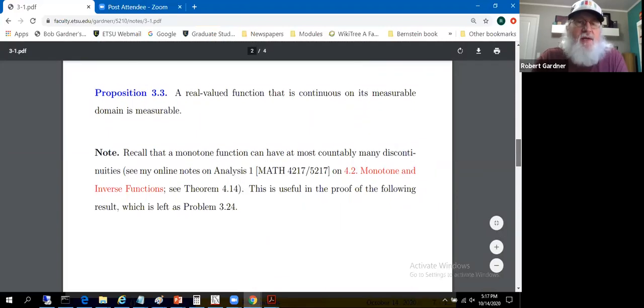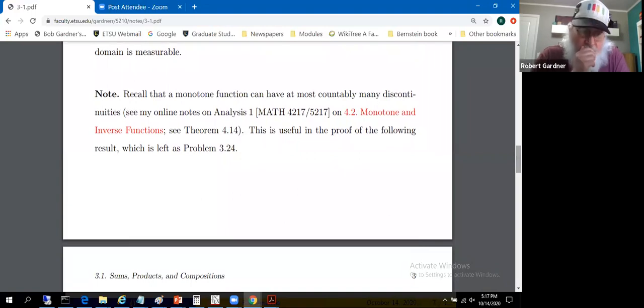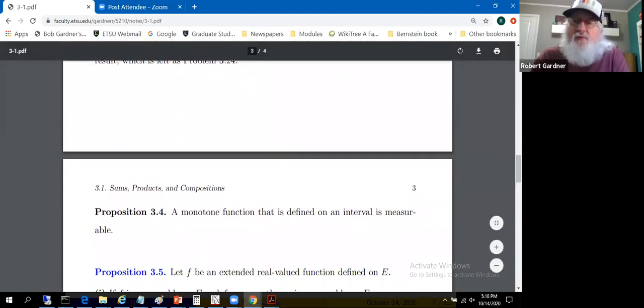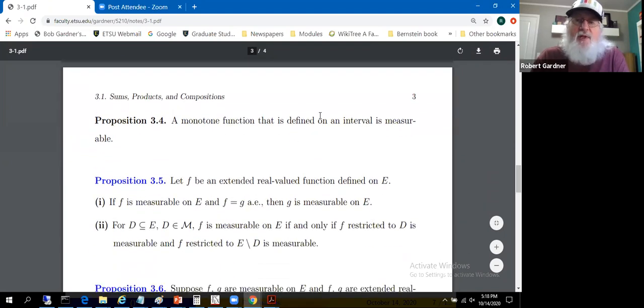Let's make a mention of monotone functions. The book saves the proof as an exercise. But recall that a monotone function defined on an interval can have at most countably many discontinuities. There's a link to some senior level analysis notes that contain that. This is useful in the proof of the following. The proof of the following is one of the exercises, problem 3.24. It says a monotone function that's defined on an interval is measurable.